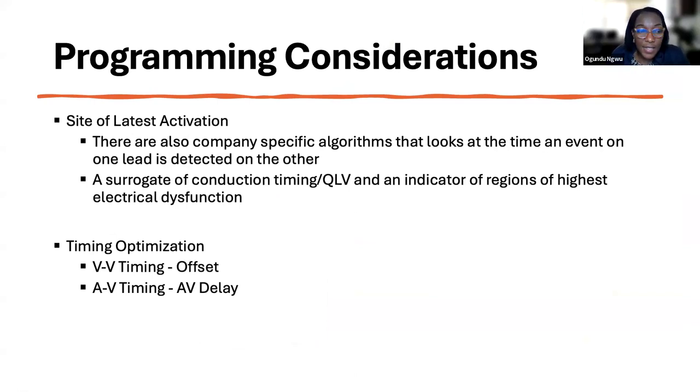So now the CRT is in, we've chosen the best branch. We have good thresholds, we have good impedances. So now we talk about what we can do to make sure that we get the best improvement from this device. The whole idea is to try to target the site of the latest activation. We've talked about using the QLV, but also we do have company-specific algorithms that look at timing of pacing and timing events. So there's optimization that has to do with the AV delay or the AV timing, because sometimes these patients may have a normal QRS and then a left bundle like our patient, or they may have a PR interval of 300 milliseconds plus the left bundle. So there are timing optimizations that also help us both with the PR, meaning the AV timing, and also the VV timing, meaning the RV as it relates to the LV.